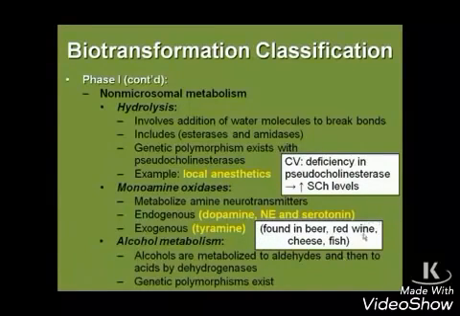Of course, there's a very classic drug interaction, which we'll cover later on, between tyramine and the enzyme that metabolizes it, monoamine oxidase, and specifically inhibitors of that enzyme. And then finally, alcohol metabolism. Alcohols are metabolized to aldehydes and further to acids by a series of dehydrogenase enzymes, and there are some polymorphisms that exist there as well.